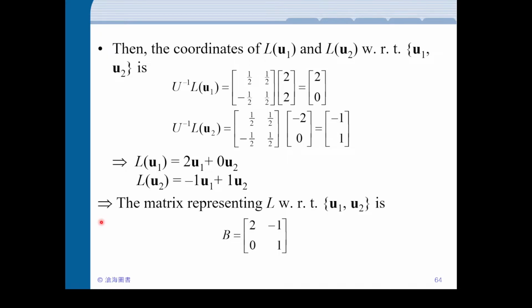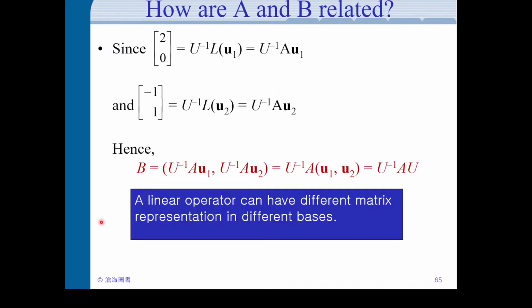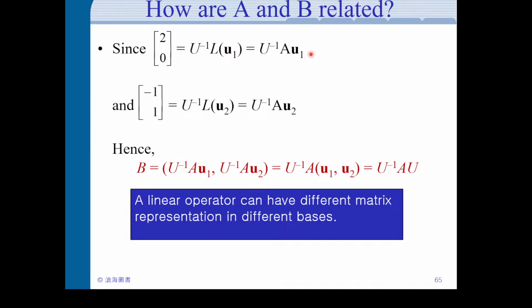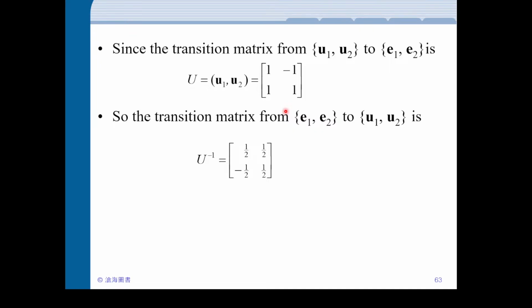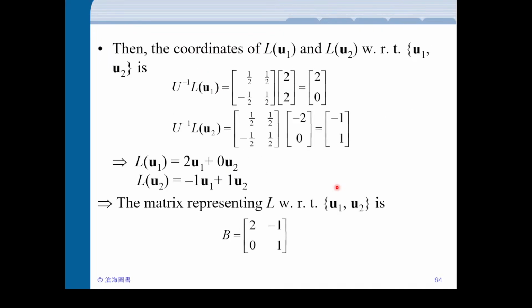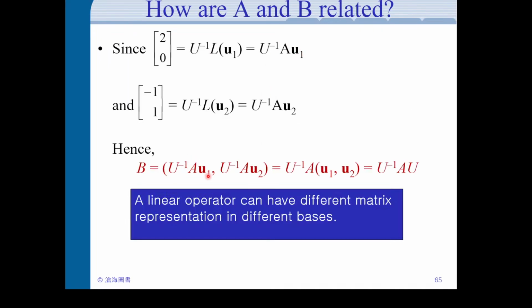And we can see a generalization of this example. What we do here is we have U minus 1 on L of U1, and L of U1 in standard basis notation is just A times U1. The second column is U minus 1 on L of U2, which is U minus 1 on, excuse me, just A times U2. This is why we want to see this as A times U1 and A times U2. The first column is U minus 1 on A on U1, and the second column is U minus 1 on A on U2.